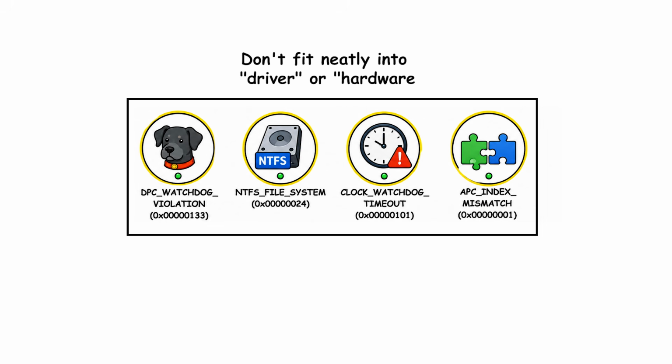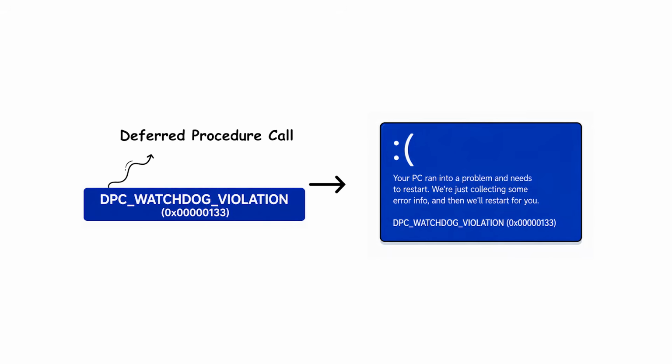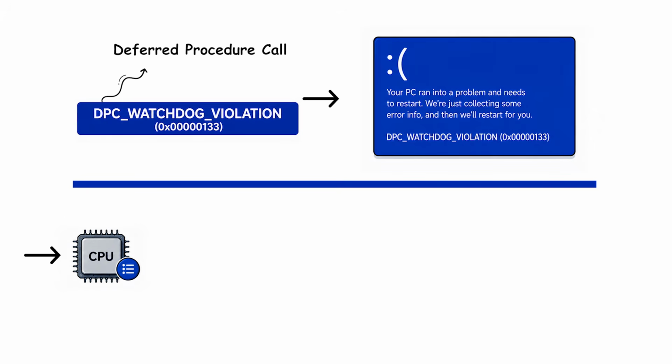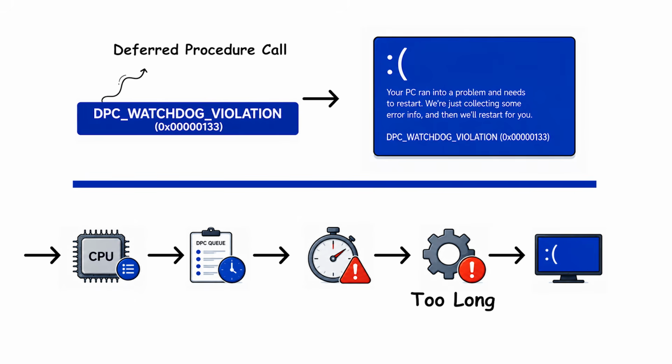They're the weird ones, the ones that catch people off guard because the actual cause makes no sense until you hear it. DPC watchdog violation. DPC stands for Deferred Procedure Call. Tasks drivers queue up to run a little later. Windows has a watchdog timer that keeps an eye on how long those tasks take, and if one runs too long, the watchdog assumes something's frozen and kills the system to prevent damage.